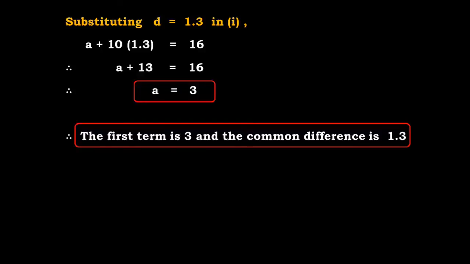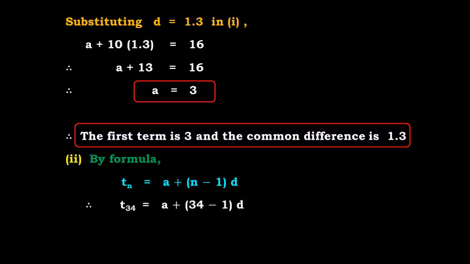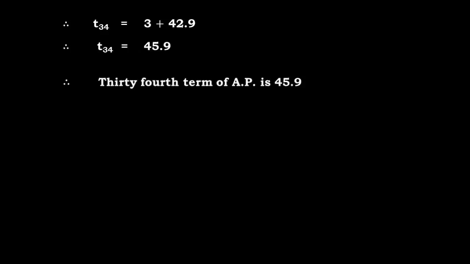Now we can find the 34th term with the help of this A and D. So see, for the second, by using the formula T of n is equal to A plus n minus 1 into D, T34 is equal to A plus 34 minus 1 into D. We can substitute A is equal to 3 and D is equal to 1.3. We have T34 is equal to 3 plus 33 into 1.3. So after multiplication you will get 42.9 plus 3, that is equal to 45.9. So the 34th term of the AP is 45.9.